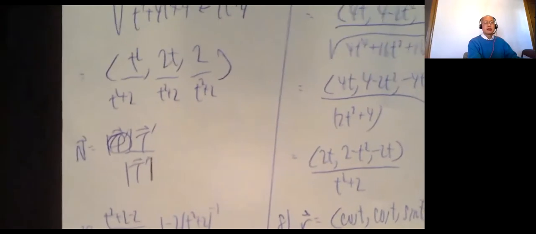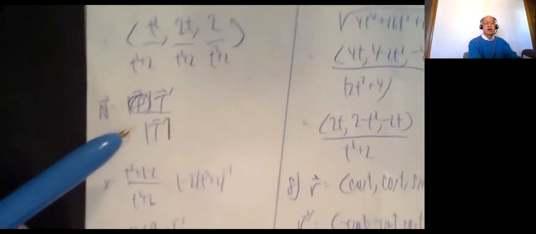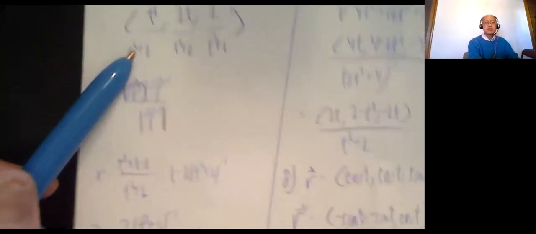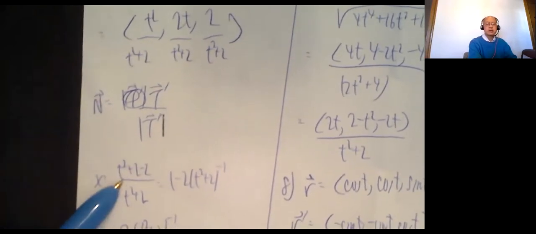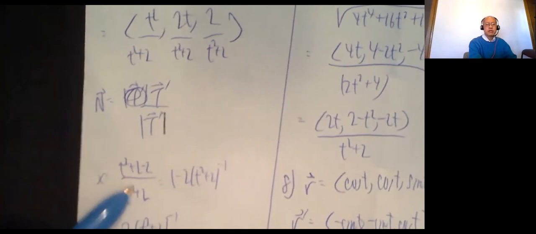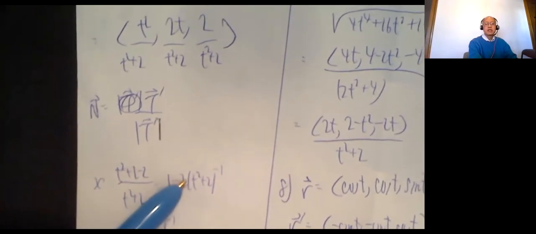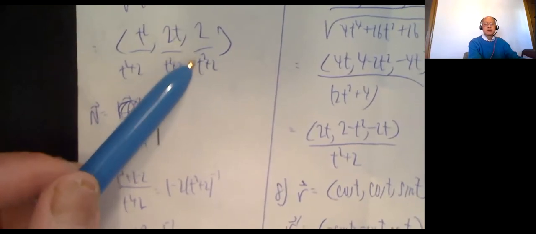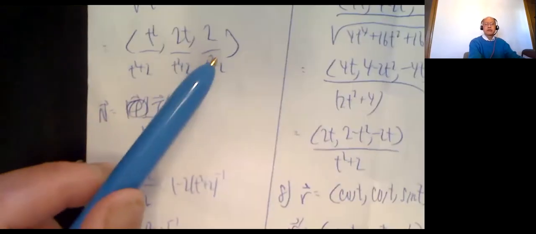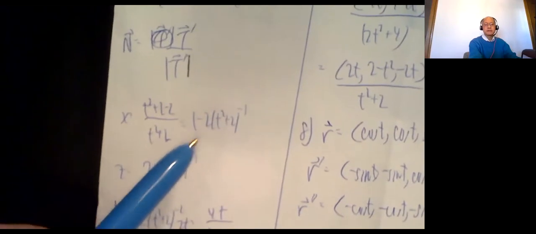Now to find T prime, this one is easier to think of as t squared plus 2 minus 2 on the numerator. That way it's 1 minus 2 times t squared plus 2 to the negative 1. This one is 2t times t squared plus 2 to the negative 1. So the derivative of this is the opposite of the derivative of this. The middle one I'll just leave. That one will have to be the quotient rule.